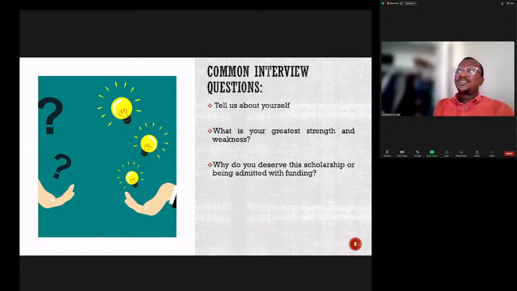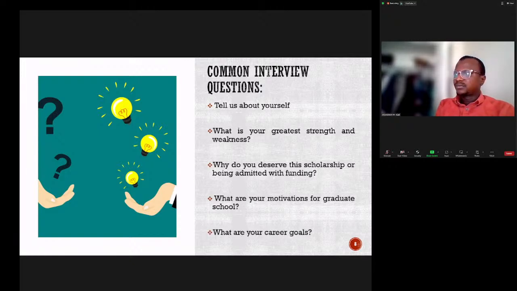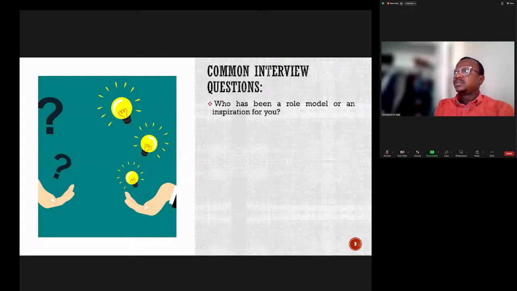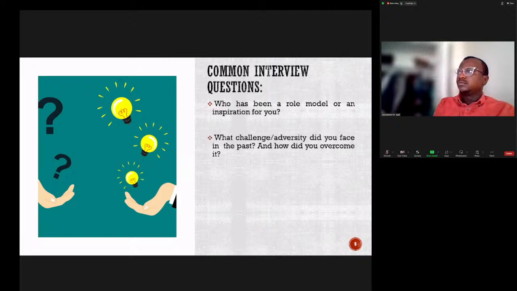Why do you deserve this scholarship or being admitted with funding? What are your motivations for graduate school? What are your career goals? Who has been a role model or an inspiration for you? What challenge or adversities did you face in the past, and how did you overcome them?